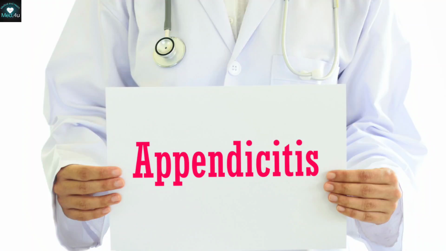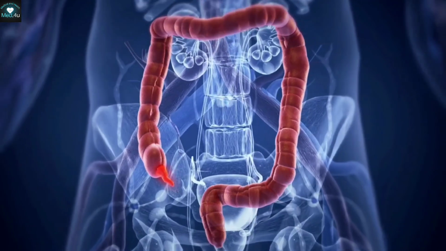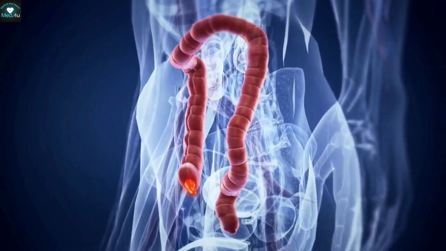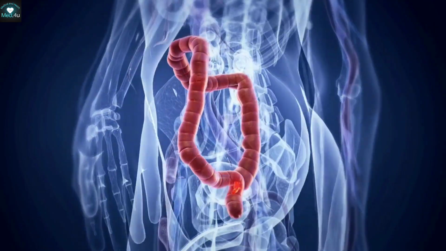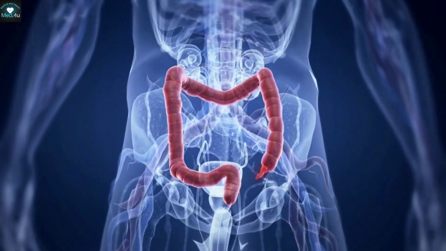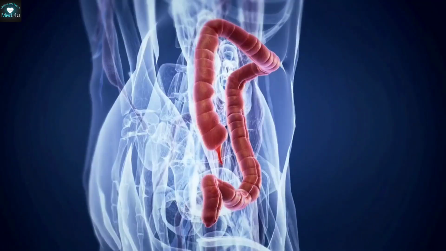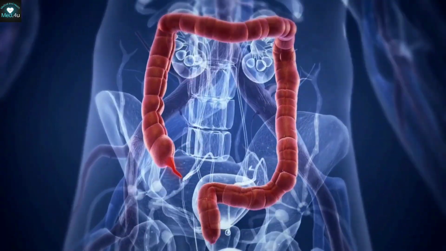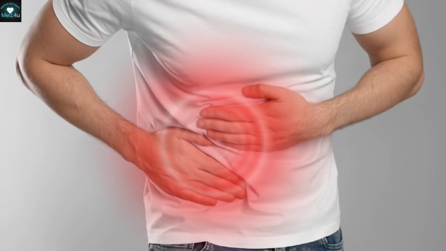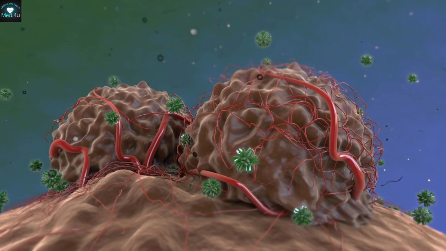Appendicitis is a painful inflammation of the appendix, a small finger-shaped pouch that extends from the colon. The appendix is located in the lower right abdomen. While the exact function of the appendix remains a mystery, it is thought to play a role in the immune system. Appendicitis occurs when the appendix becomes blocked, often by fecal matter, foreign objects, or in rare cases, tumors.